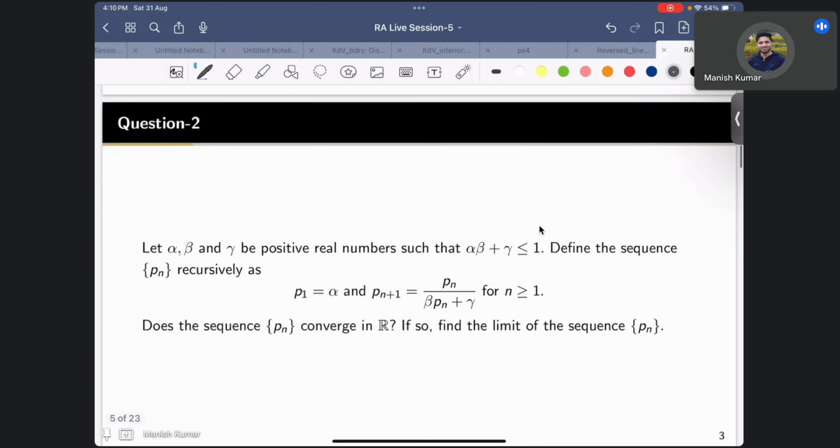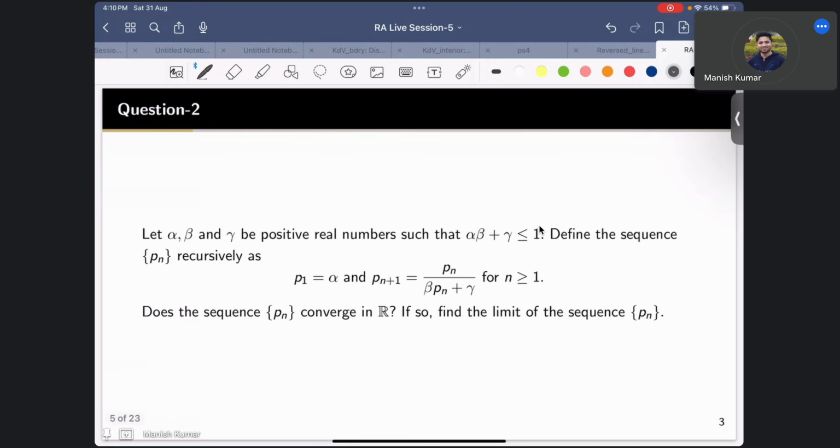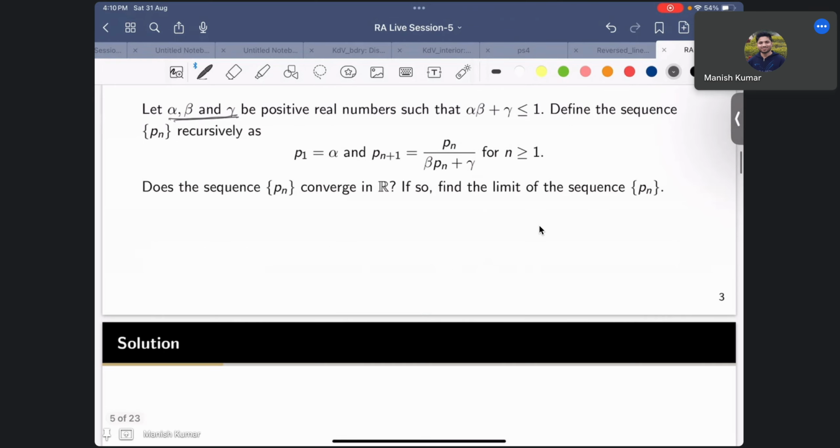Okay, so now let's move to another problem again related to sequences. This is maybe a bit new for you, like you might not have seen this kind of example. Over here you have been given alpha, beta, gamma to be positive real numbers, so alpha, beta, gamma are greater than 0. Moreover, it has been given that alpha, beta, gamma satisfy the condition alpha beta plus gamma is less than or equal to 1. So you have this bound as well on alpha, beta, gamma, correct?